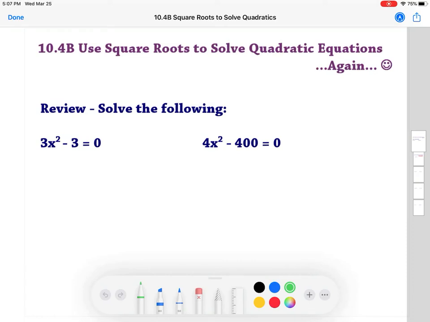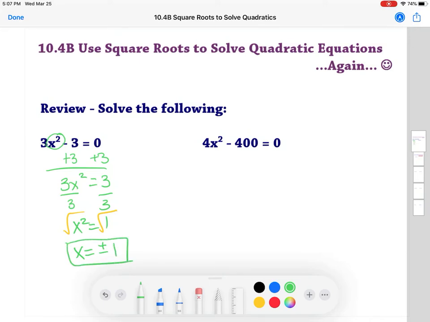How about this first one? 3x squared minus 3 equals 0. How do you solve that? Plus 3, and we get 3x squared equals 3. Next step, divide by 3. Remember, we need to get that x squared, whatever is squared, isolated. 3 divided by 3 is 1. And then we take our square root of both sides. And, of course, remember, what's that thing we need to remember? Plus or minus. So we get our answer of plus or minus 1 for that one.